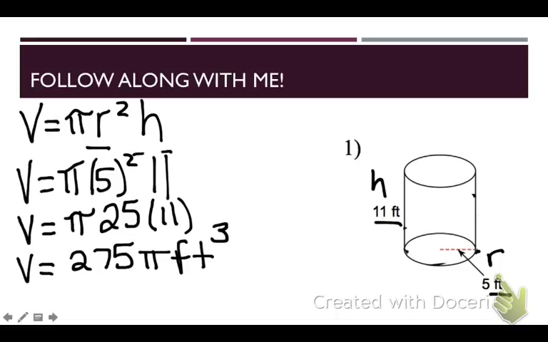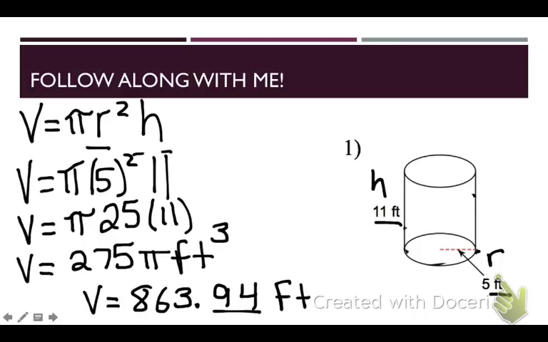So our last step is to multiply it out. So 275 times pi, which gives us the volume to equal 863.94 when we round. So we're going to continue to round to the nearest hundredth. So 0.94 feet cubed. So very, very similar to area of a circle. We're just now adding this h in here. So we need both of these formulas again for when we do volume of a cylinder.